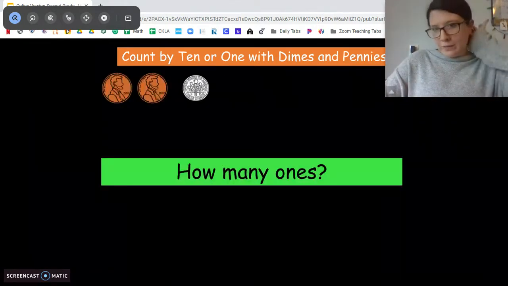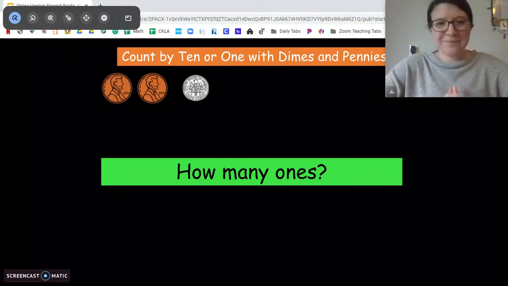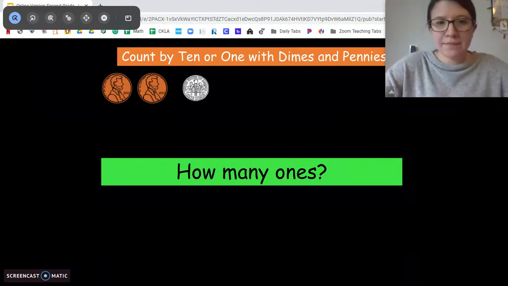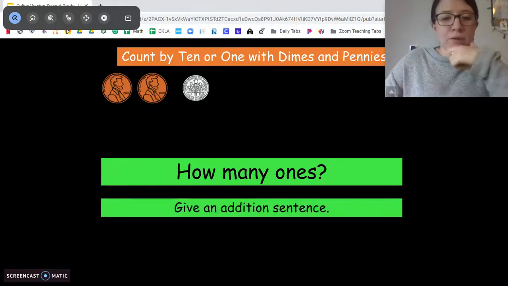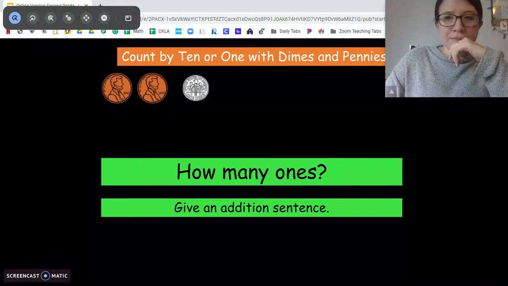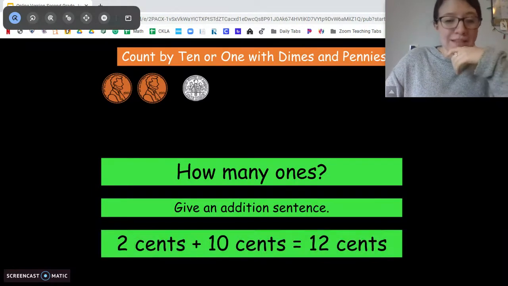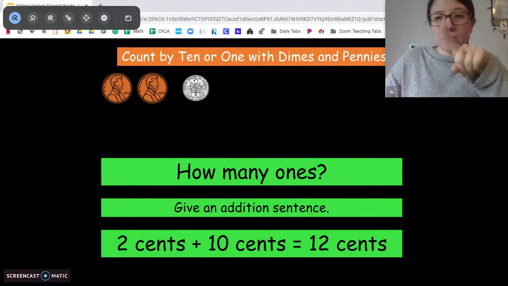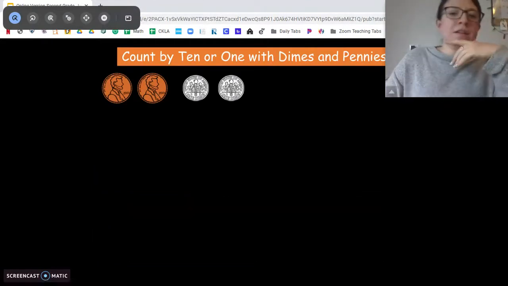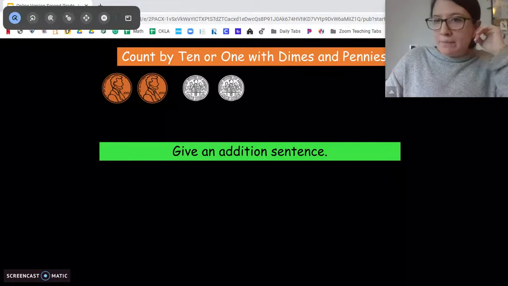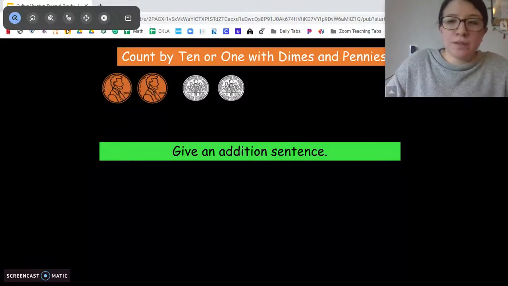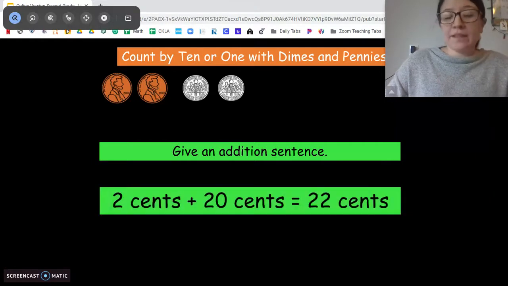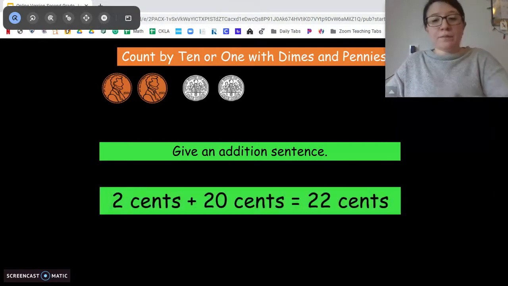How many ones do we have? Think about which coin is 1 cent. Good. 2 ones. Give me an addition sentence for the coins on the screen right now. 2 cents plus 10 cents is 12 cents. 2 ones plus 1 ten, 12 cents. Give me an addition sentence for this one. Yep, 2 cents plus 20 cents is 22 cents. 2 pennies plus 2 dimes, 22 cents.